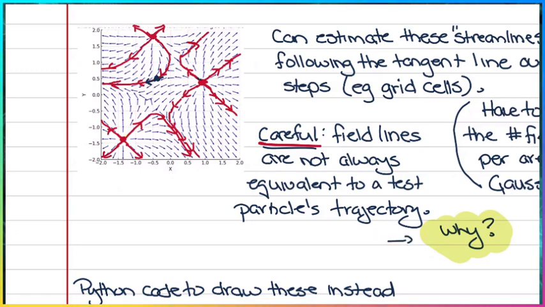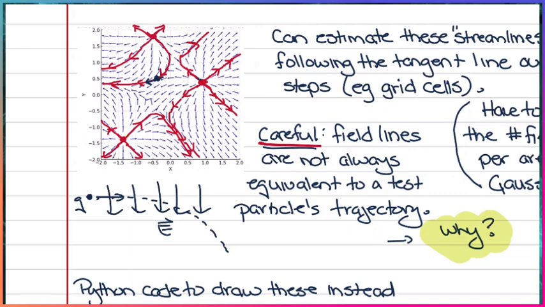If you want to think about why, imagine you have a charged particle that is moving to the right within an electric field that always points straight down. In that case, the charged particle is going to have some trajectory that kind of looks like that, which, notice, is not straight down.